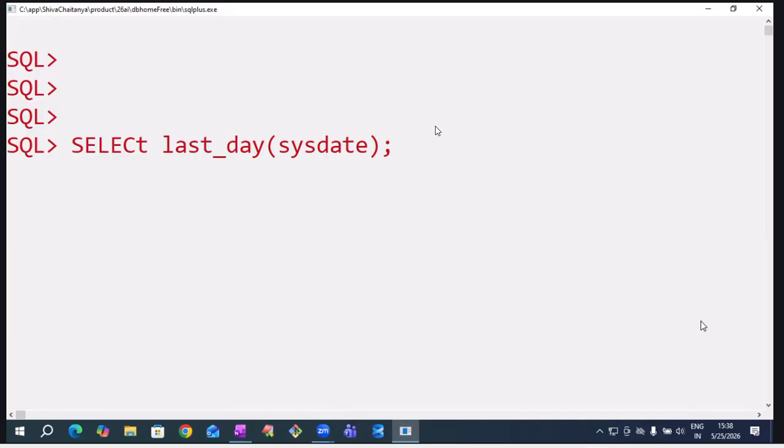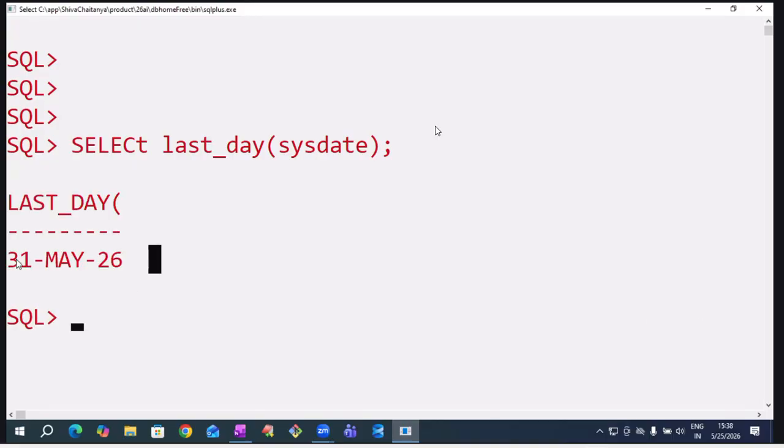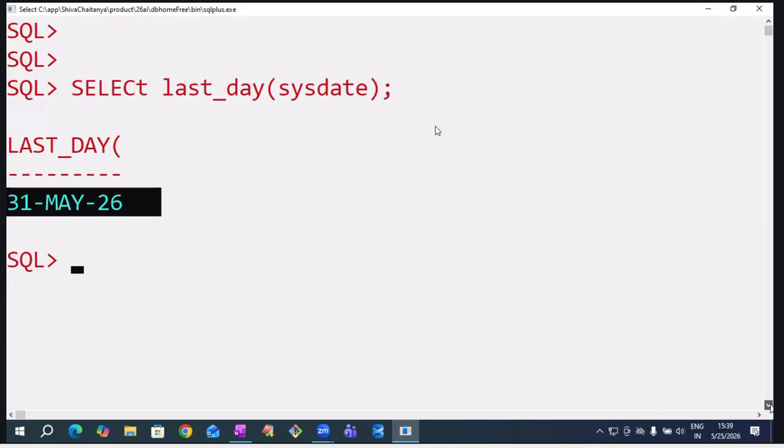Today's date falls under May month. May 2026. Today's date falls under May 2026. In the May 2026, last date it is giving 31st May. To get last date in the month, we use it.